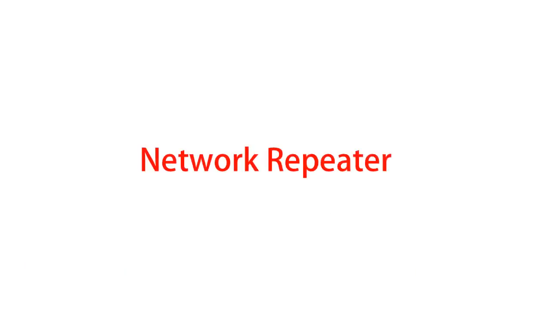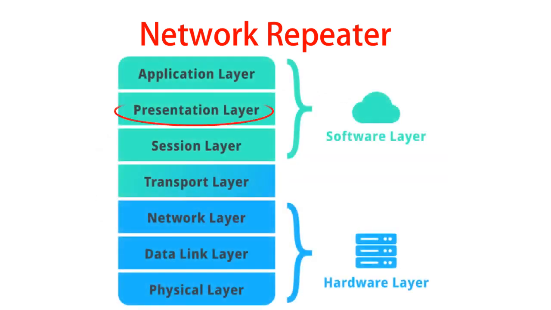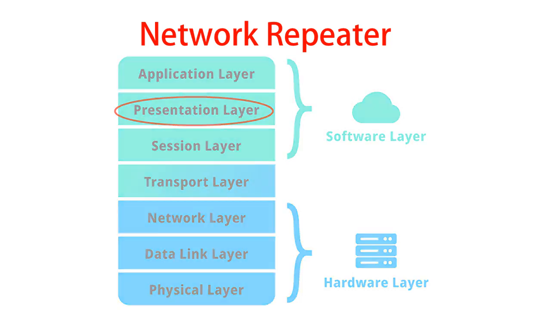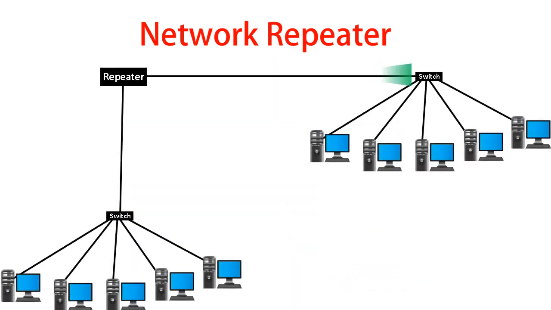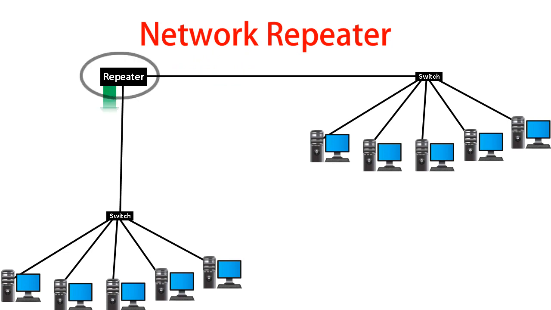Network repeater. Now let us learn about the network repeater. Repeaters are network devices that operate at the physical layer of the OSI model. A repeater amplifies or regenerates an incoming signal before retransmitting it to the next node. Repeaters are used in the network to expand its coverage, so repeaters are also known as signal boosters.